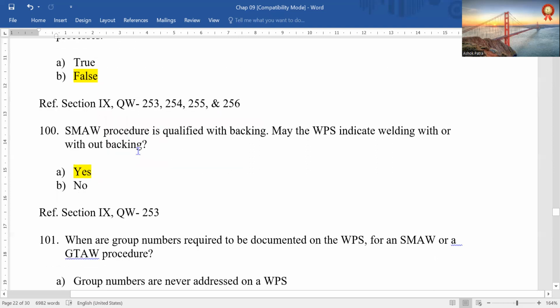An SMAW procedure is qualified with backing. Maybe the WPS indicates welding with or without backing. Yes.